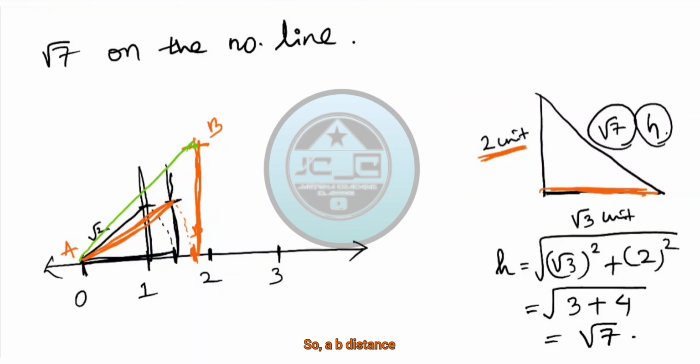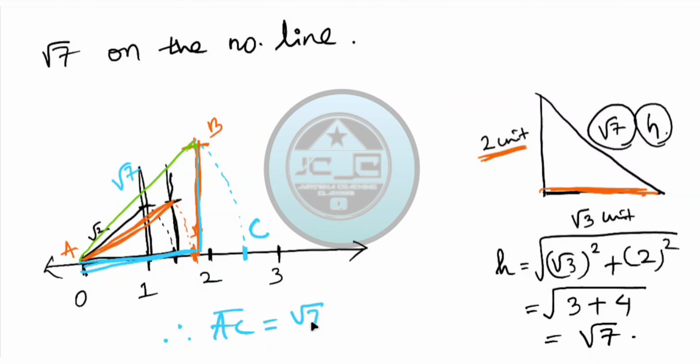So the AB distance, from A to this distance is root 3 unit and this is 2 units. So certainly AB will be root 7 unit, and you extend your arc up to the number line and the point which the arc meets you name it as C. Therefore AC represents root 7 unit on the number line. Is it clear or not?